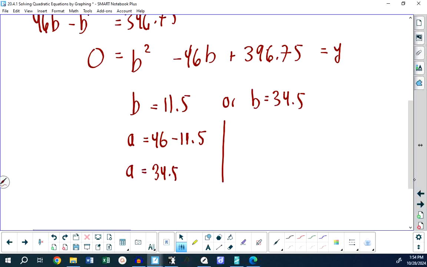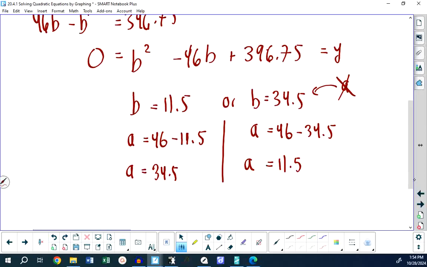But A is not 34.5 because this is the other x-intercept. That's not how it works. This is a separate answer to the question. That A can be 34.5 and B can be 11.5. Or this is a solution. They happen to be the same solution, but they're not always going to be. Once again, everybody, and this is subtle, this is not A. It's a B intercept. You really have to roll that around in your head.